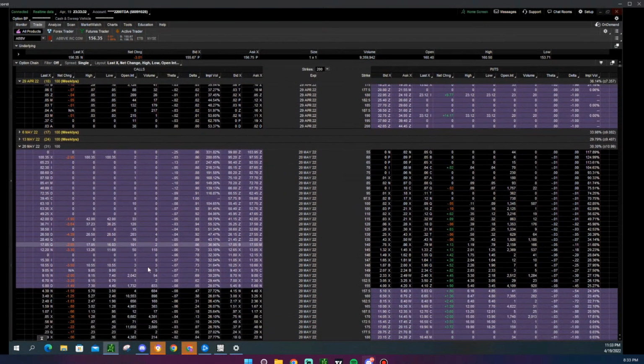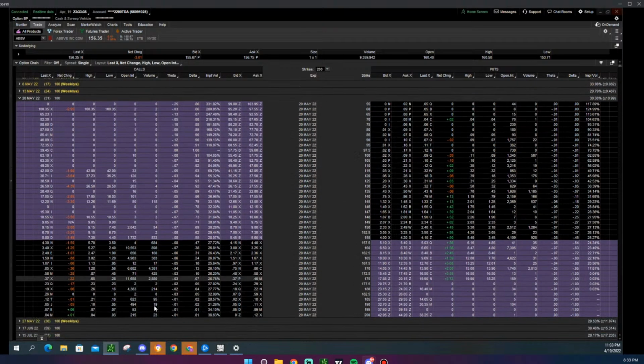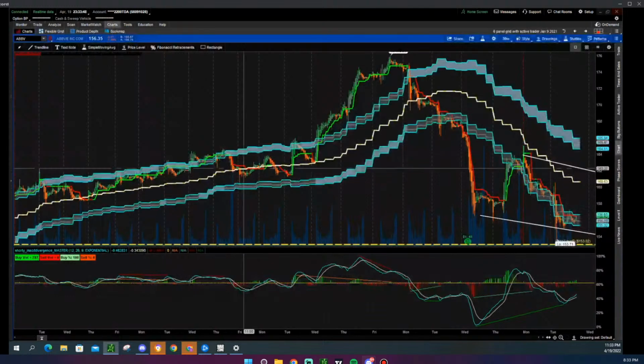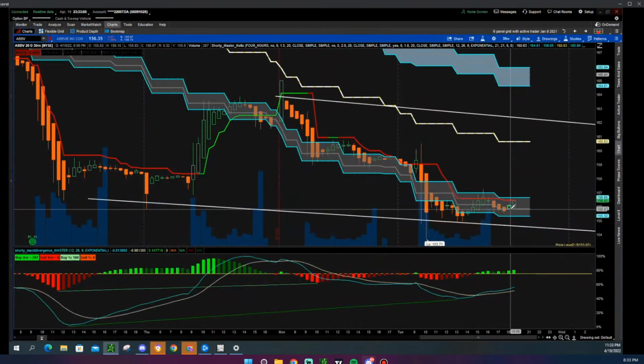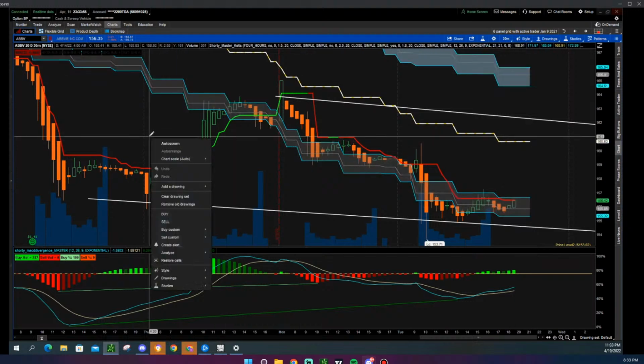Did Shorty say 155 for ABBV? He said 151 to 153. Oh, I got 155. Dude, that's right where the cloud is. Yeah, that's where the cloud is right now. Cloud is at 156.65 right now. Look at that, so sexy.